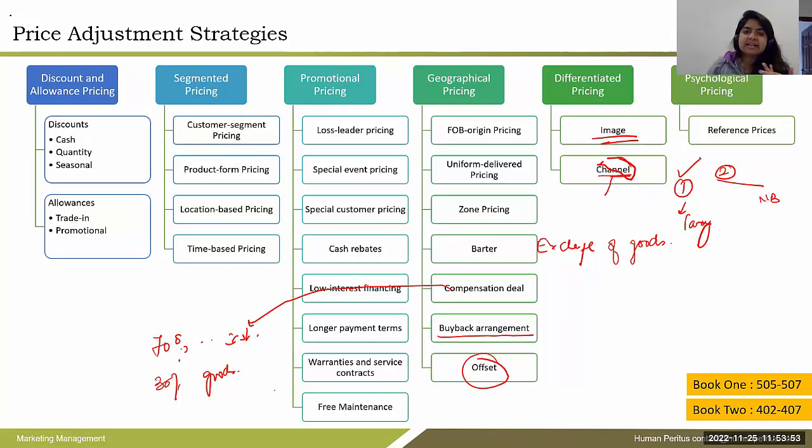In psychological pricing, we have a base or a reference price. If this is selling at this many rupees, I will not pay for this more than this. Referencing. There's a base price. That is reference pricing.